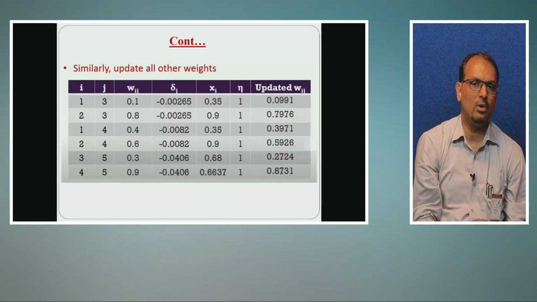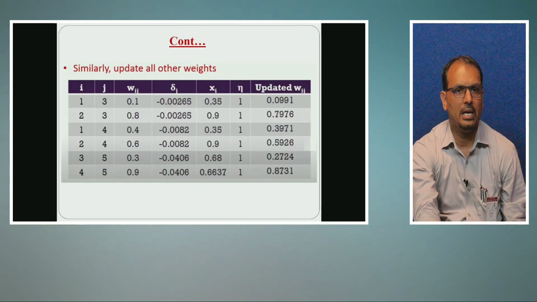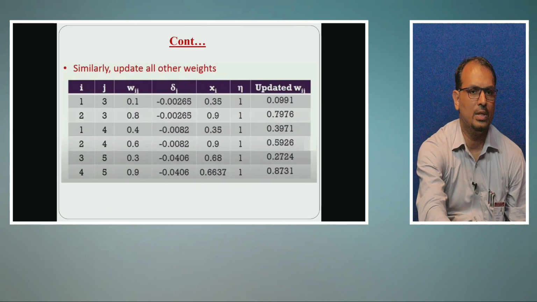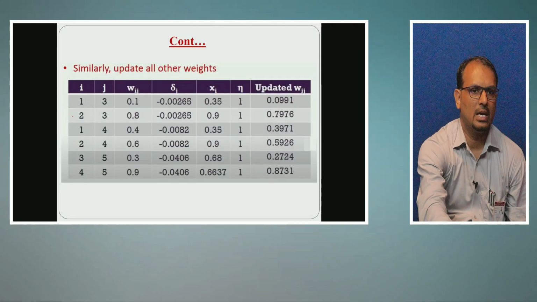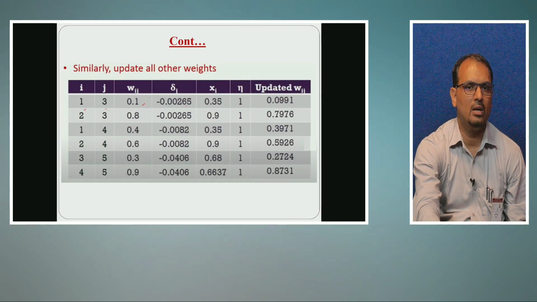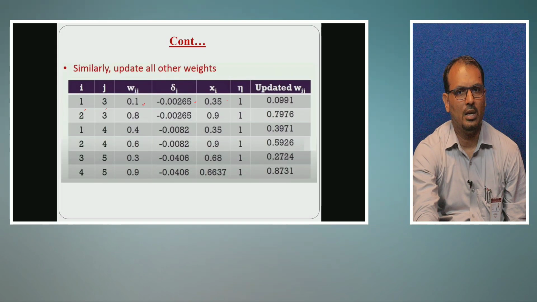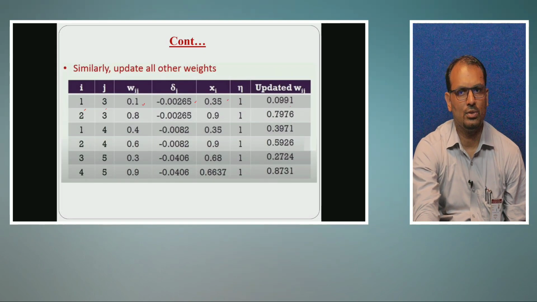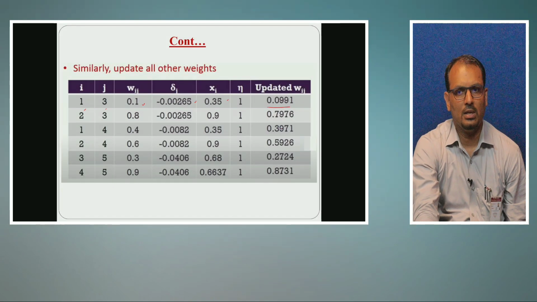Right? 2 we calculated, and the rest of them I directly calculated here with respect to 1, 3. Now if you just have a look here, with respect to 1, 3, the weight is 0.1, the delta value is this, xi is this, the learning rate is this, so the new updated values are this. 2 weight values we calculated.